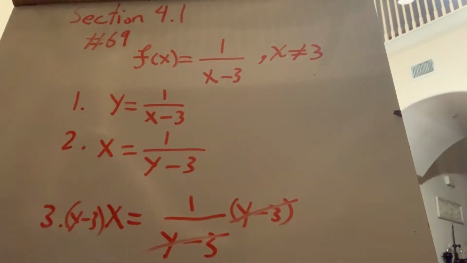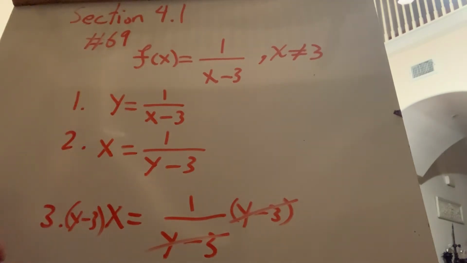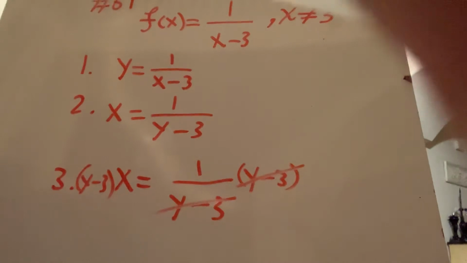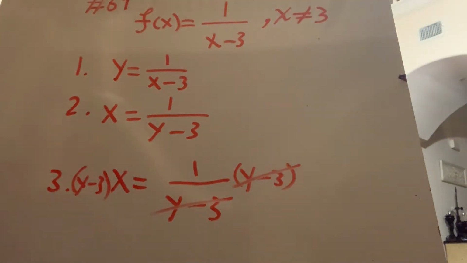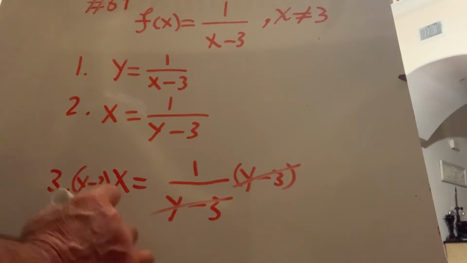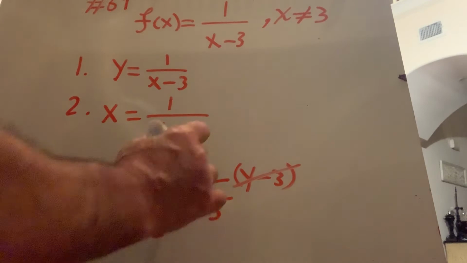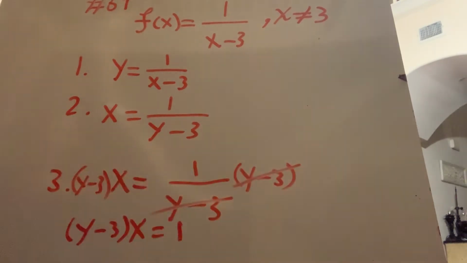And so there it is. Now we don't have any more y's downstairs. So now I'm going to rewrite what we have here, and I'm going to move it upstairs because I don't have too much room. Let me see if I can adjust the camera here a little bit. Okay, so now on the left-hand side, you are left with y minus 3 times x, and on the right-hand side, you're left with 1, because the y minus 3 is cancelled.